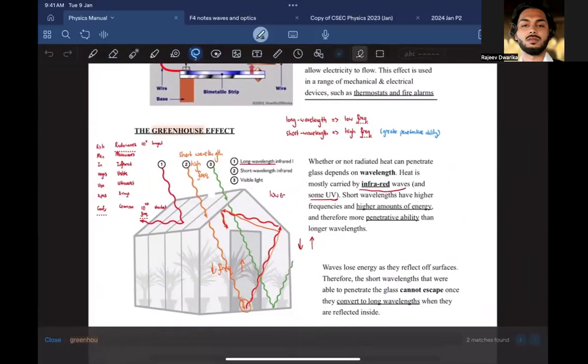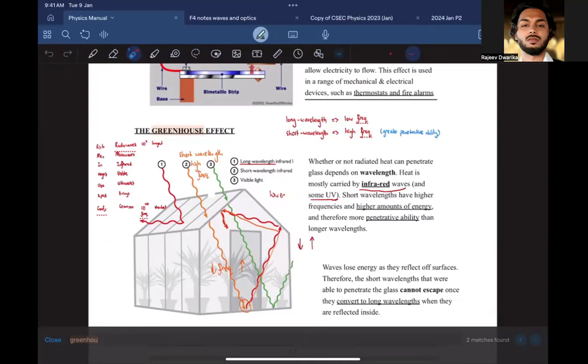So whether or not heat can penetrate the glass depends on the wavelength. Heat is mostly carried by infrared waves and some UV. Short wavelengths have higher frequencies and higher amounts of energy and therefore more penetrative ability than longer wavelengths. So the waves lose energy as they reflect off surfaces. Therefore, the short wavelengths that were able to penetrate the glass cannot escape once they convert to long wavelengths. Let me explain what happened in there. Basically we're saying that short wavelengths have the ability to pass through the glass, and long wavelengths cannot.